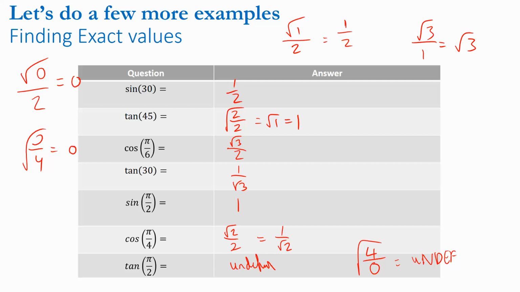Monica, what is tan of 45 degrees? One is correct. Have I chosen everyone here? Ian, what is sine of 60 degrees? Root 3 over 2 is correct. Michael, what is cos of pi on 4?